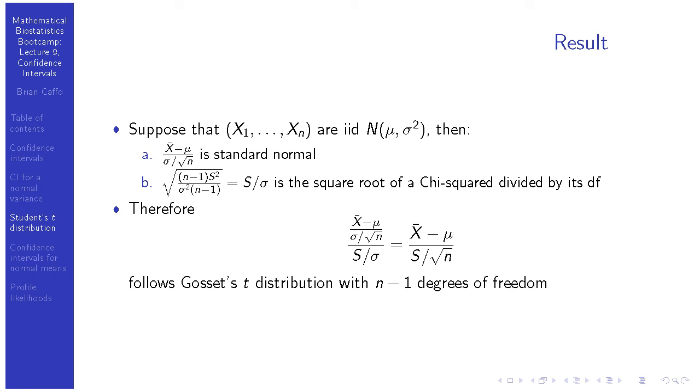And by the way, this statistic, x bar minus mu over s over square root n, also limits to a standard normal as n goes to infinity, which, of course, Gosset's t distribution does as the degrees of freedom go to infinity. If you plot it, it looks more and more like a normal distribution as n goes to infinity. So we haven't violated the central limit theorem or anything like that in the process of doing this.